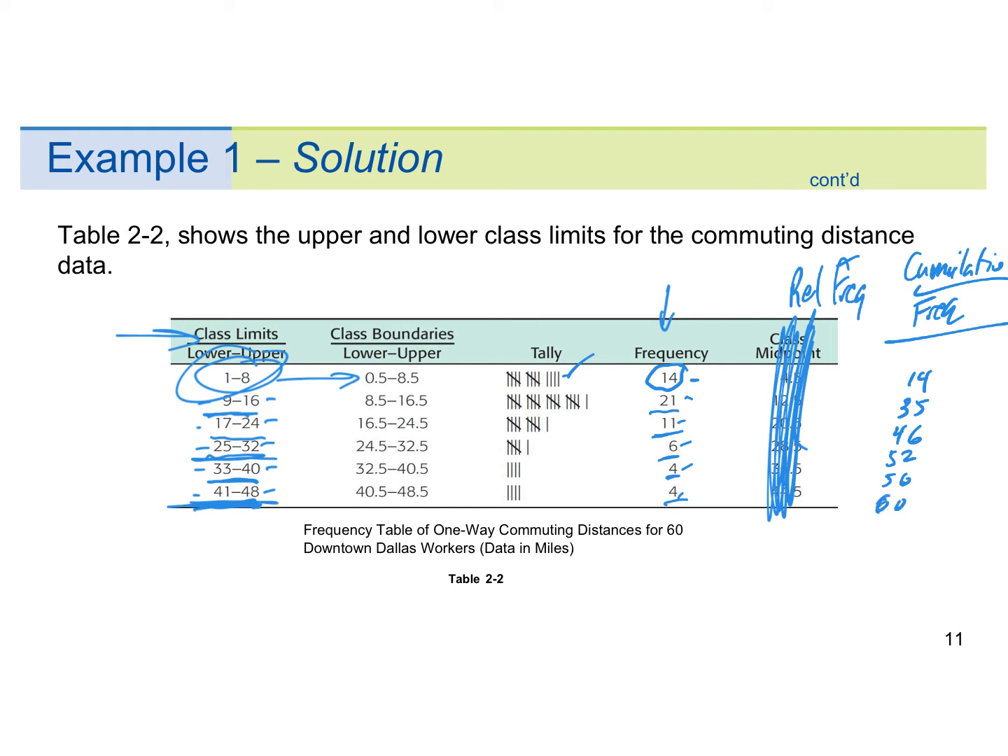And remember how many data pieces there were? There were 60 data pieces. That's how many data pieces they found in that original chart. So this number will end up being the total number of data pieces.